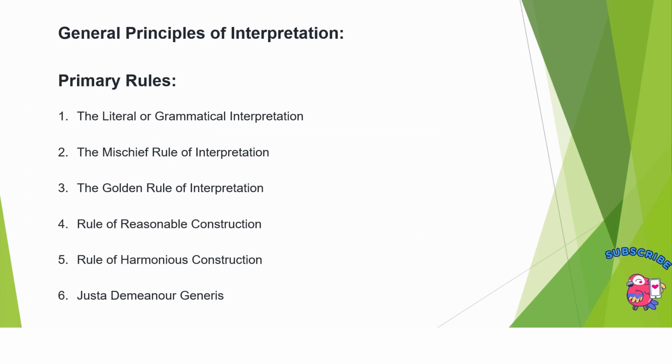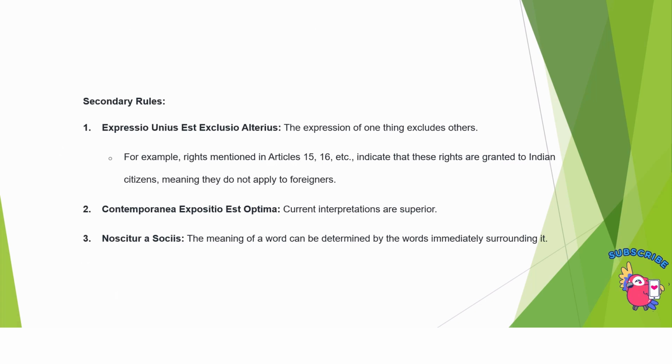General principles of interpretation. Primary rules: the literal or grammatical interpretation, the mischief rule of interpretation, the golden rule of interpretation, rule of reasonable construction, rule of harmonious construction, and ejusdem generis. Secondary rules are expressio unius est exclusio alterius.